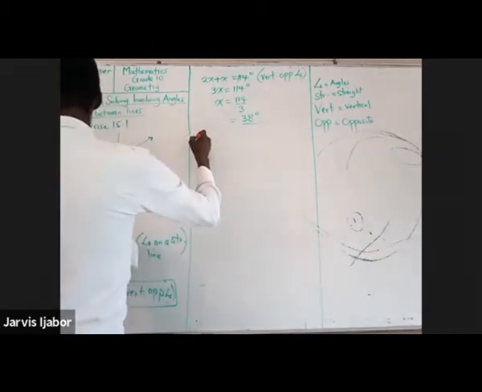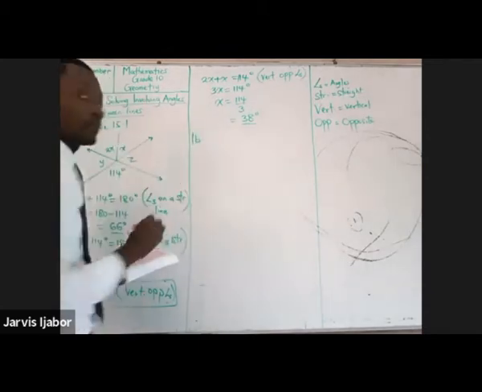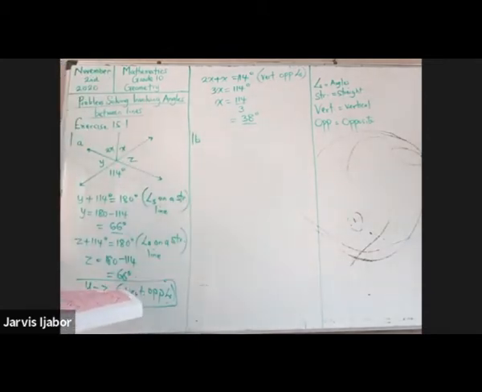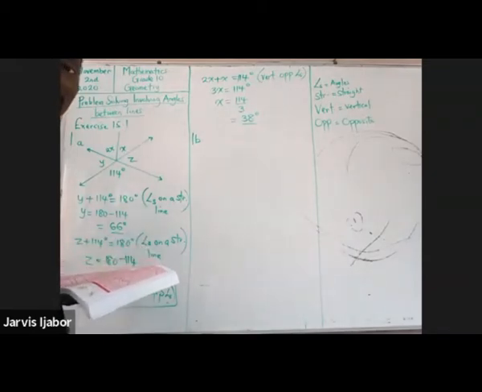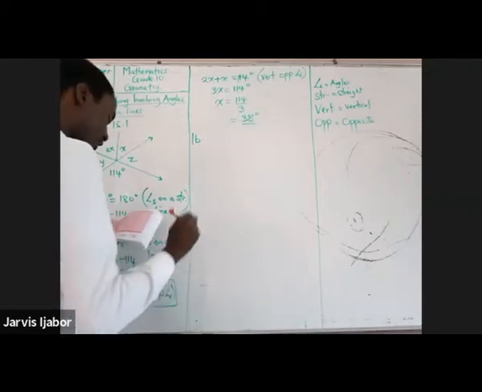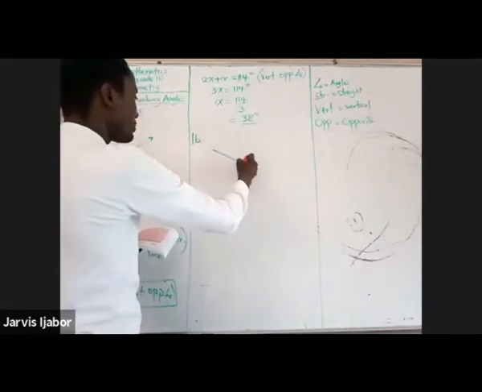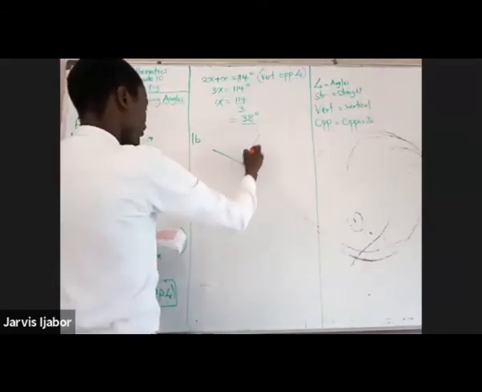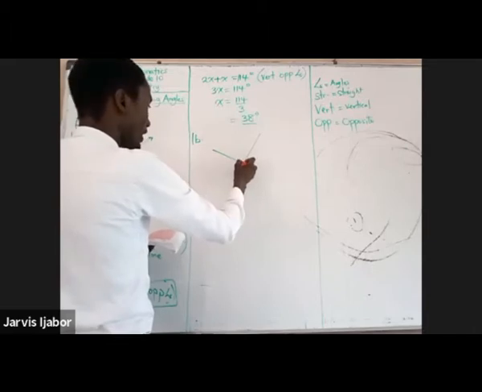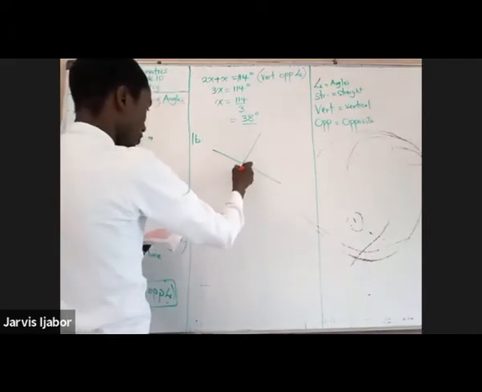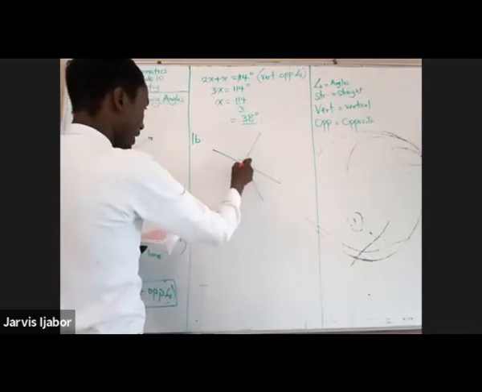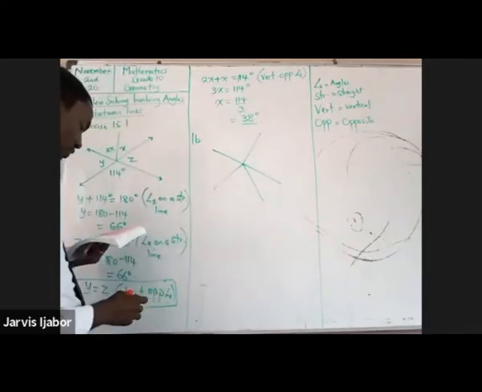In question 1B, the diagram here is quite different. The lines are not actually intersecting. Here you have to be very careful. This is what you have. The lines are only meeting. So when you're solving problems, try to understand whether the lines are meeting or they are what? Intersecting.